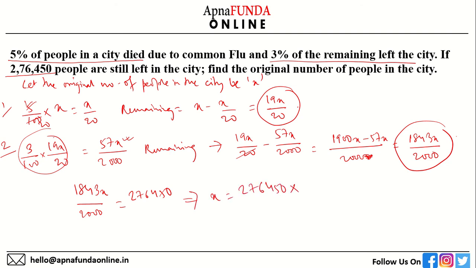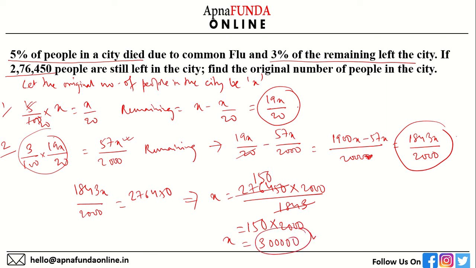2,76,450 people into 2000 divided by 1843. Now you have to solve this. You have to be very quick, very fast. 150. So x is equal to 150 into 2000. So x will be equal to 3 lakh. This is my final answer. I hope you have followed along with me, and this is the answer that you have got.